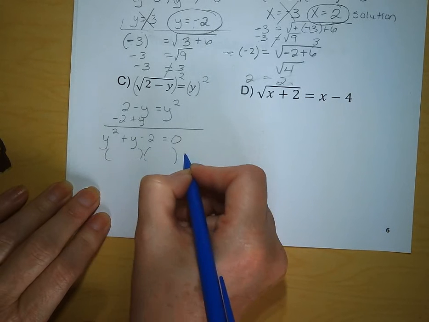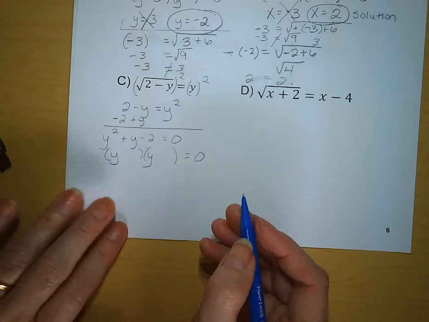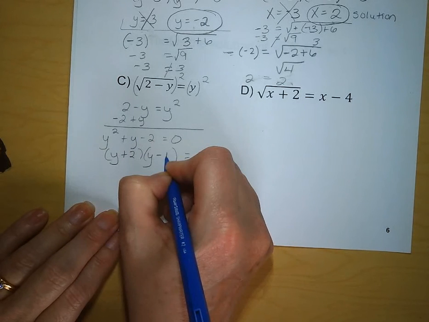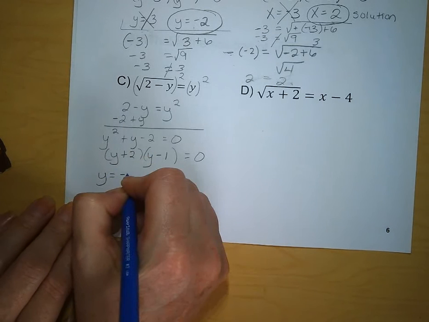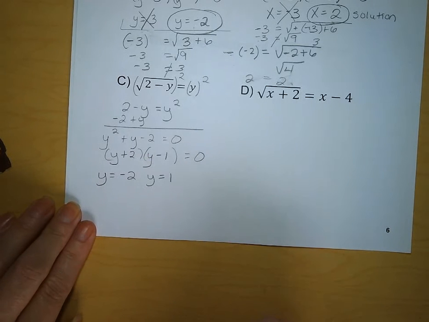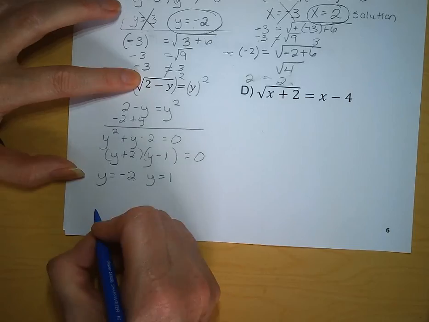And Ms. Zirzo just flipped which side of the equal sign everything's on. It's still equal. So we can factor this. We're looking for a factor of a positive 2 and a negative 1. So our two solutions are y equals negative 2 and y equals 1. Now let's plug those in.